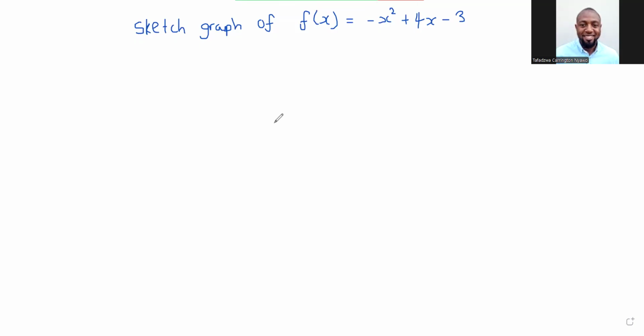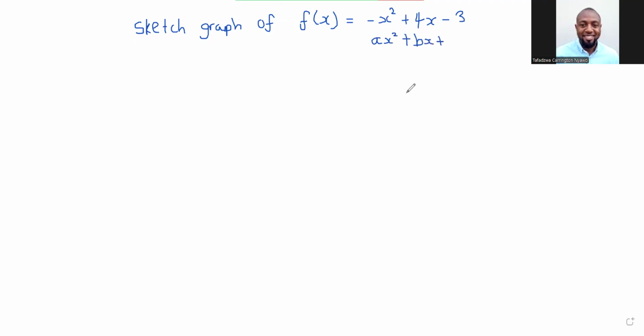So today we want to look at quadratic function graphs. As you can see, we are required to sketch the graph of f of x is equal to minus x squared plus 4x minus 3. And this is a quadratic function, which is in the standard form ax squared plus bx plus c.